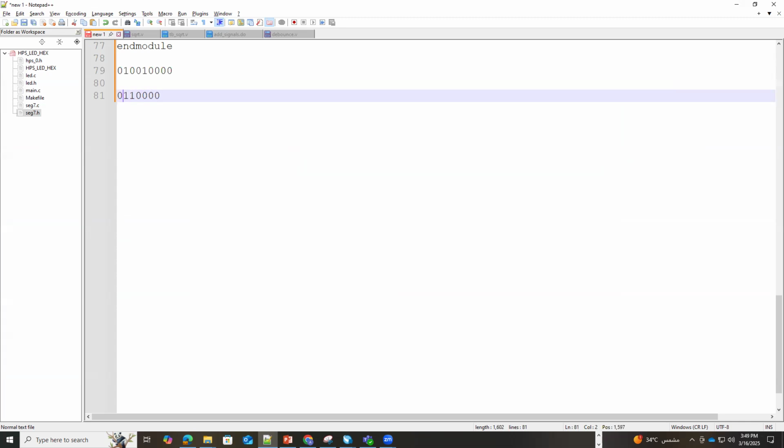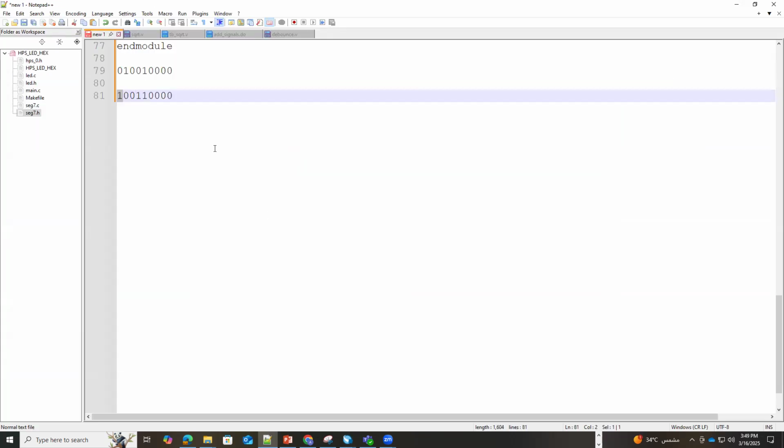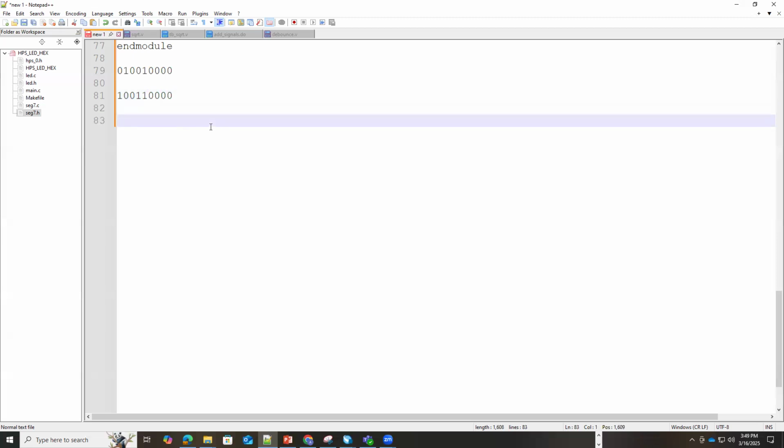Again, we have 10 LEDs, so we expect 9 LEDs for the answer and 10 LEDs in total. The most significant one is ready, as shown here. So ready is connected to LED R9. We expect the answer to be this: 1 for ready and then 3.0000.